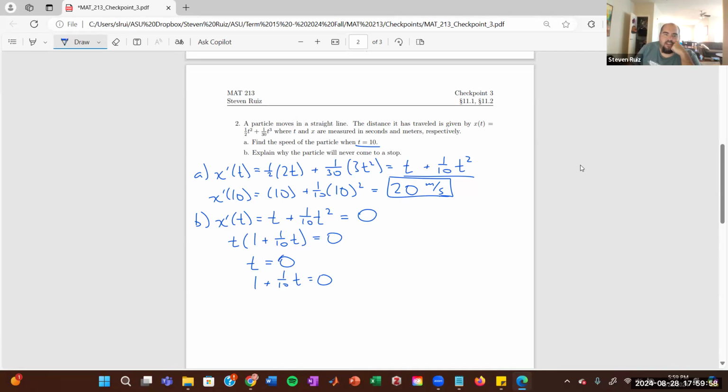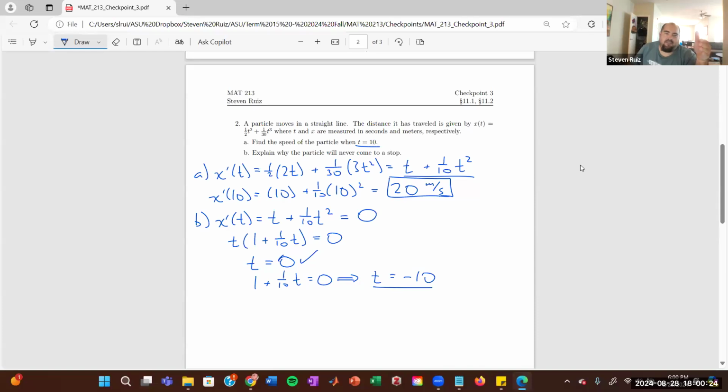This one's already kind of solved for us. This other one, if I start doing the algebra, I get what? Time is equal to -10. But we don't really care about that because basically we're starting our time at time equals 0 seconds. This time of -10 is meaningless.